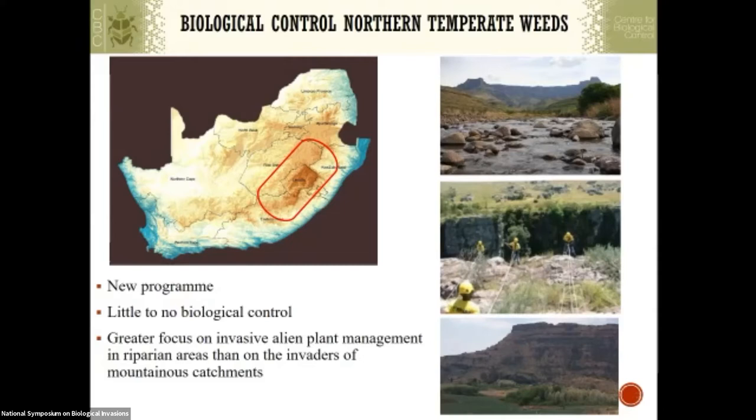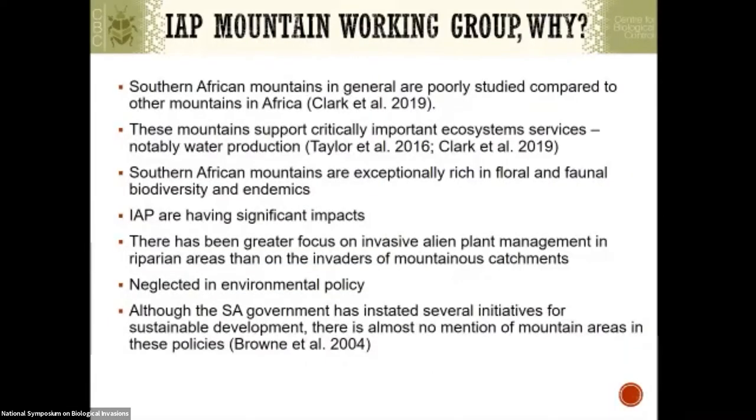However, I'm just a researcher working within one of these mountain systems. I do not claim to be an expert in South African mountain systems, nor on invasive plants for the whole of South Africa. However, I do believe there is a need for a working group on mountain systems. And so back to that. Why do I think this is important? Well, firstly, our mountains are understudied. They are the least studied mountain systems in Africa.